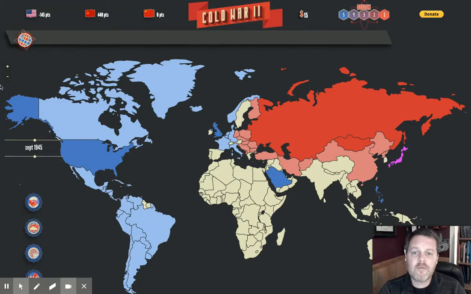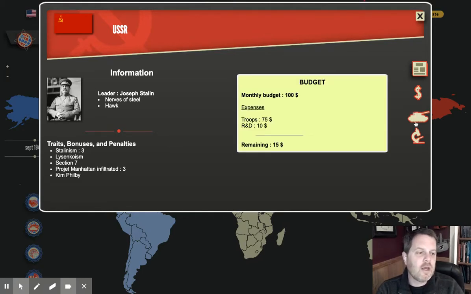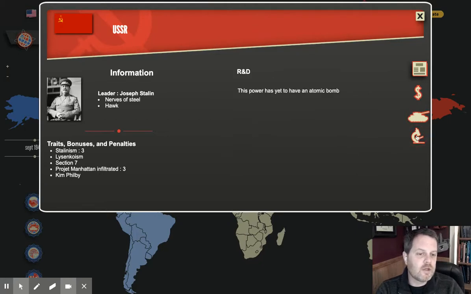First flag here we have is China, then we have the Soviet Union, and then the United States, and obviously you can see your score here. If you click on China, it won't pop up yet. Soviet Union tells you it's Joseph Stalin. He has nerves of steel. He's a hawk, which means he's more in favor of war at times. And over here on the side, you see things that they can spend their money on. Now we can see the budget, we can see their armed forces, and we can see what they are working on. And so for research and development, that's what R&D means. It looks like they don't have the atomic bomb.